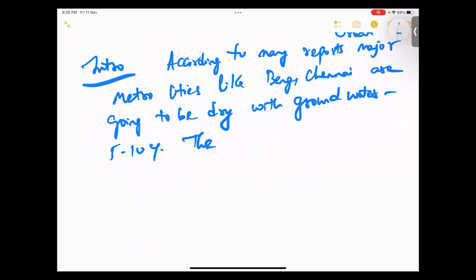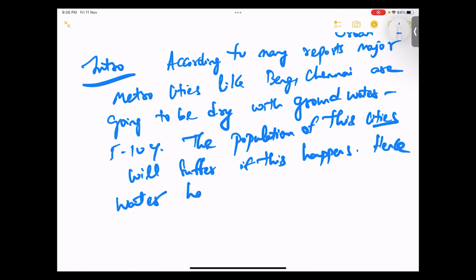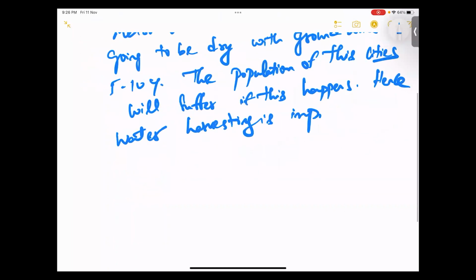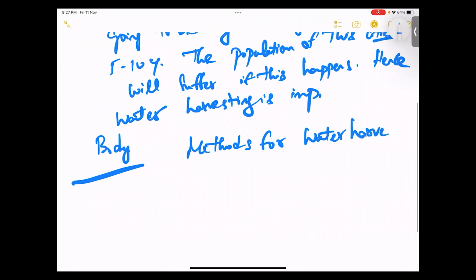The population of these cities will suffer if this happens. Hence, water harvesting is important. In the body, you will write methods for water harvesting. What are the methods for water harvesting?